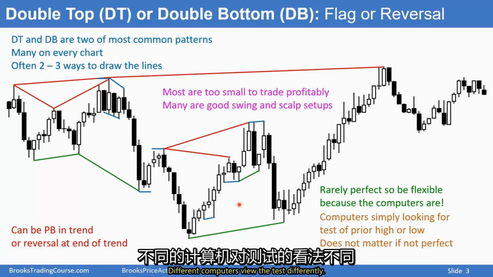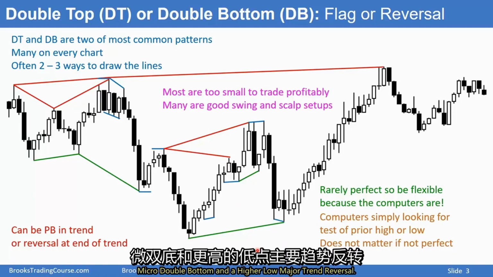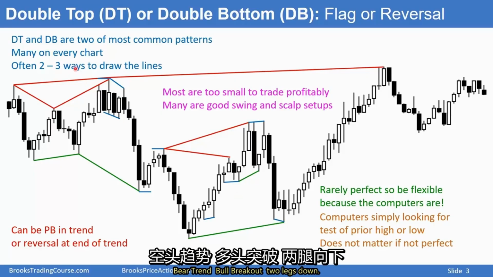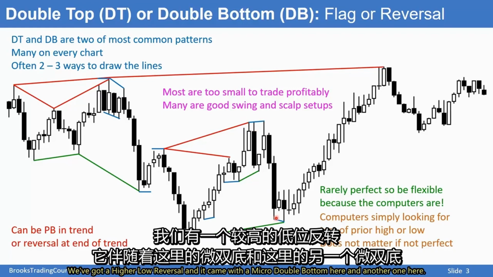Different computers view the test differently. Micro double bottom and a higher low major trend reversal. Bear trend, bull breakout, 2 legs down. We got a higher low reversal, and it came with a micro double bottom here and another one here.